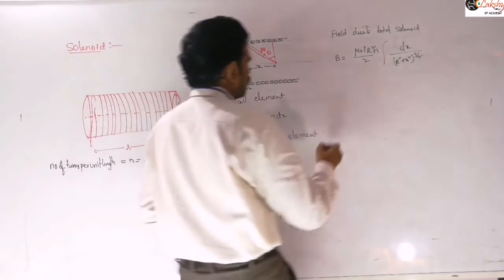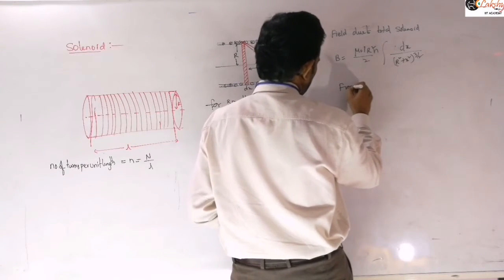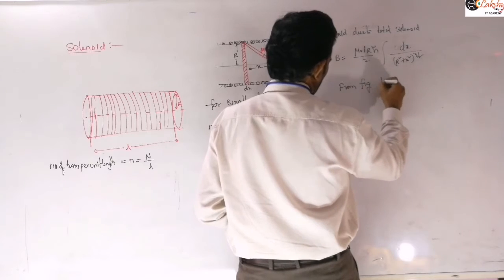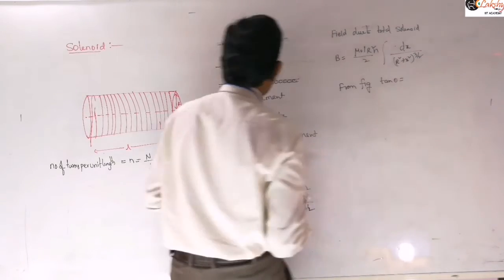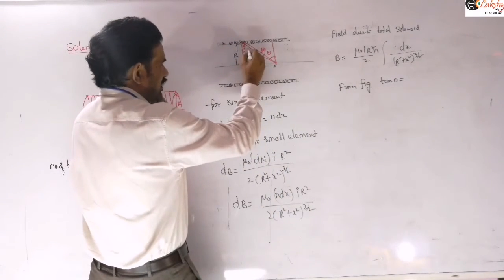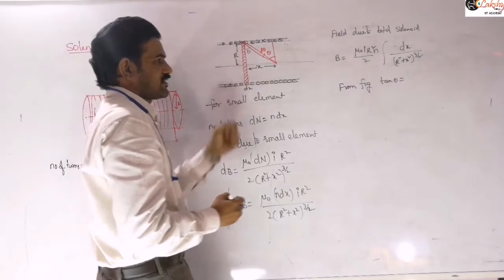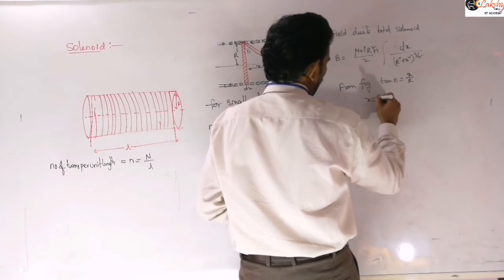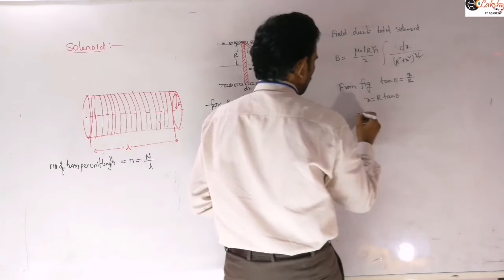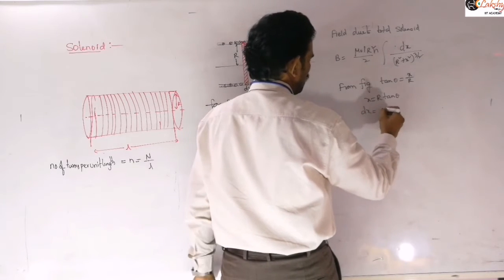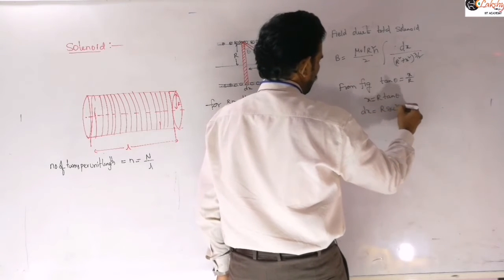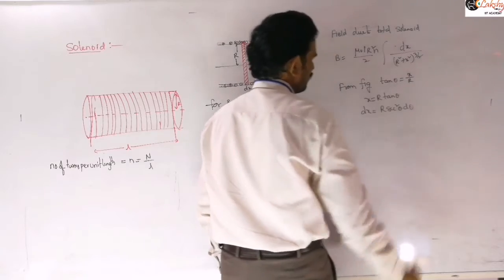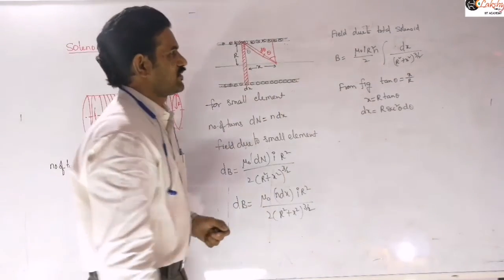So from the figure, what we can write is tan theta is equal to, if this angle is theta, then this angle also you can take as theta, then tan theta is equal to x by r. Therefore x is equal to r tan theta. So dx is equal to r into secant square theta into d theta. So you can substitute that value in that equation.